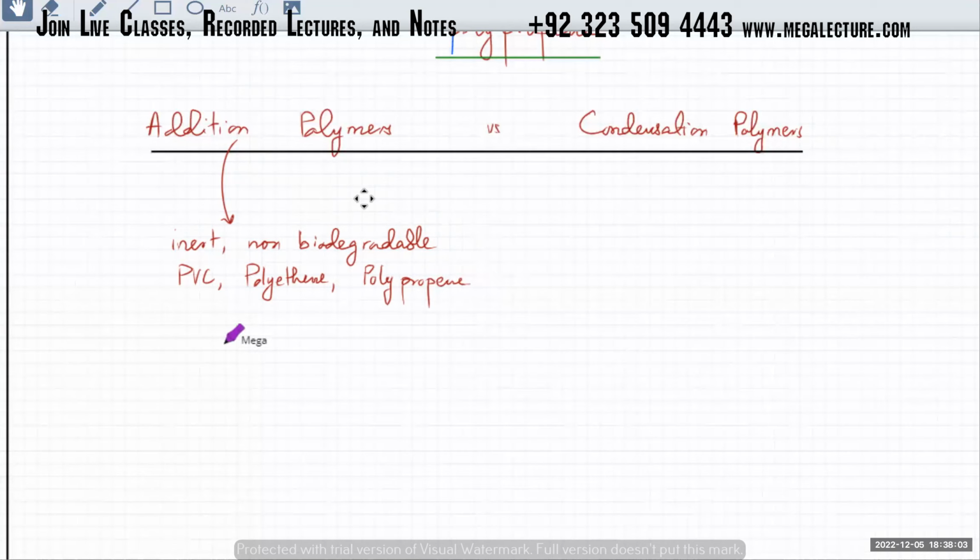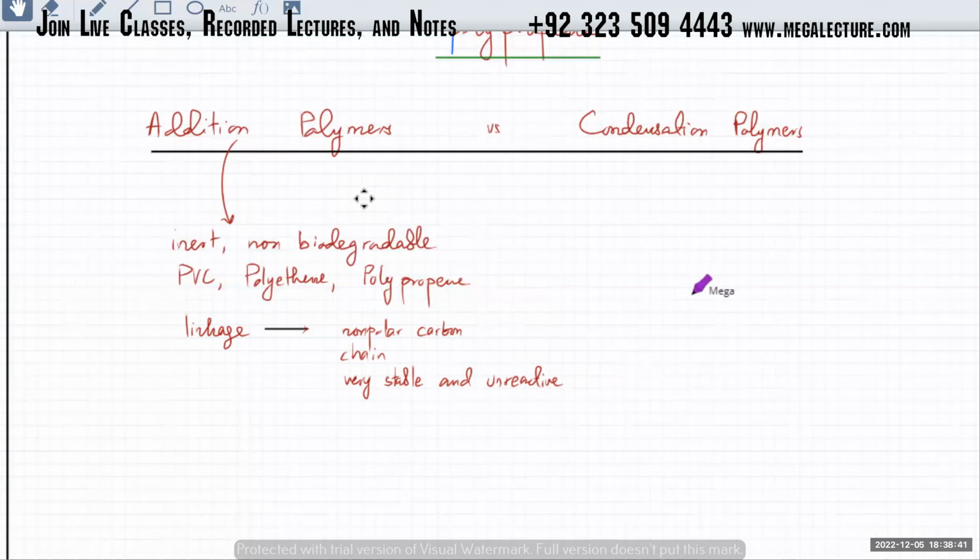The reason being that the linkage is basically a non-polar carbon chain. Whenever you look at an addition polymer, that's a non-polar carbon chain. So it's very stable and it's very unreactive.